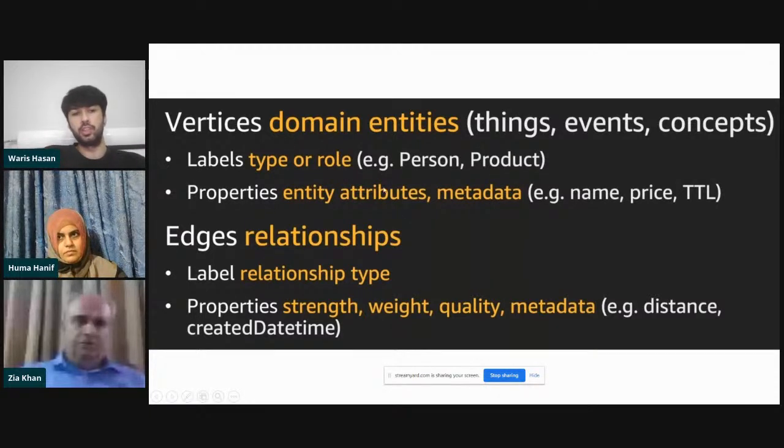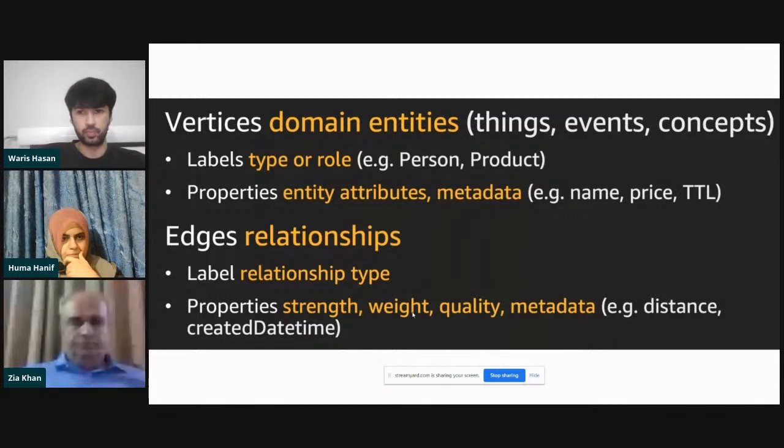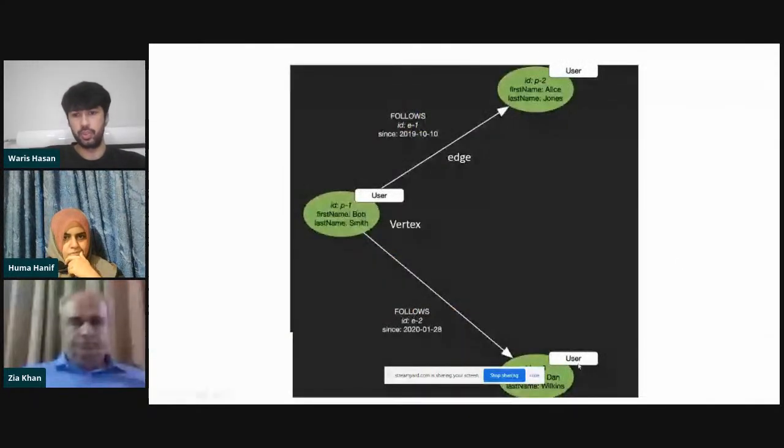Just like vertices, we also have a label and properties in the edges. In the label, you would mostly write the kind of relationship that exists between those two vertices. And in the properties, you can write some more metadata for that relationship. Let me show you an example. This is a very simple example.